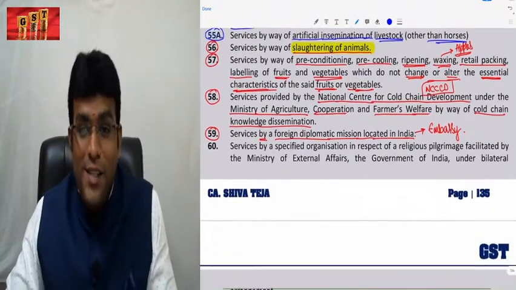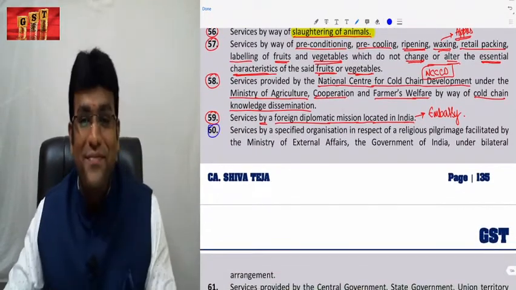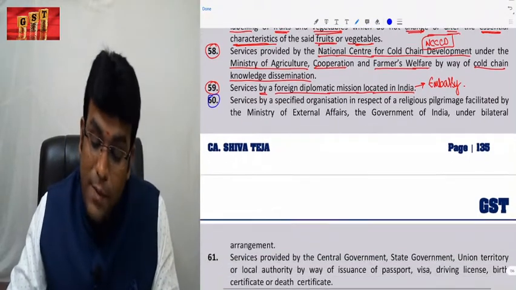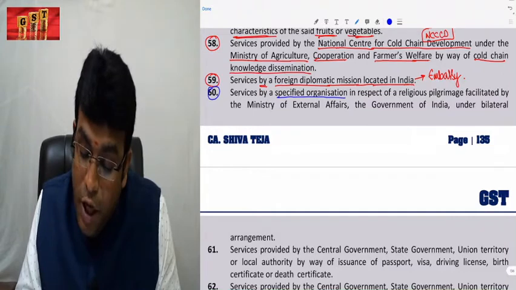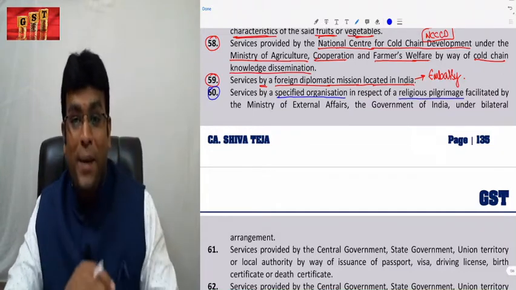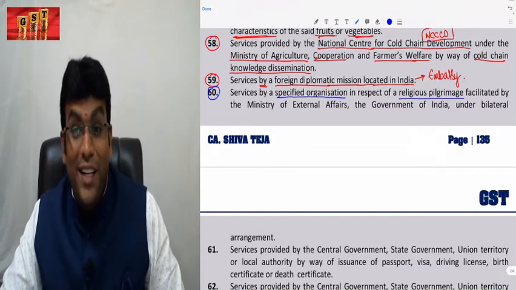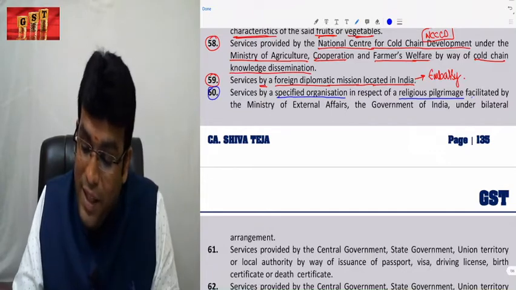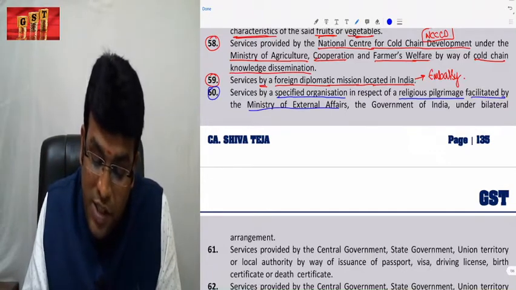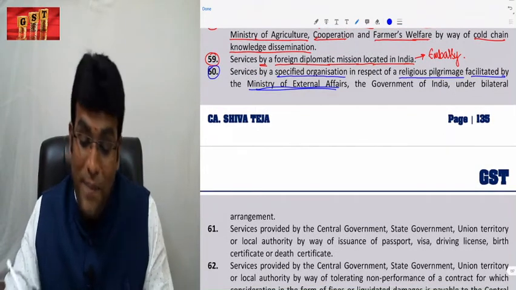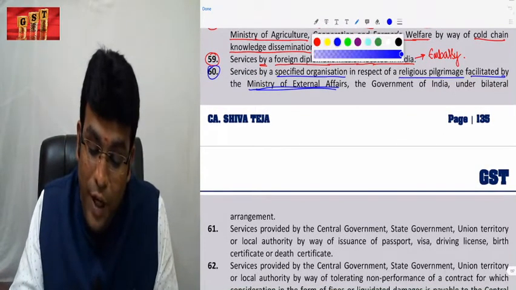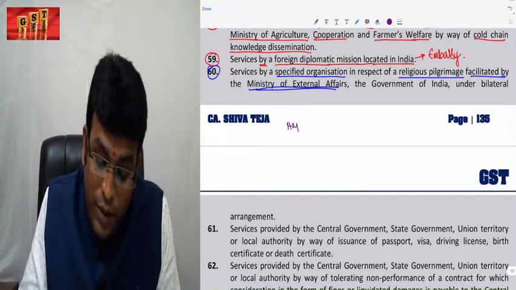Next point, my dear friends, point number 60. Look at that. Services by a specified organization in respect of a religious pilgrimage. Very interesting word. Religious pilgrimage facilitated by Ministry of External Affairs, Government of India under bilateral agreements. Very interesting point.